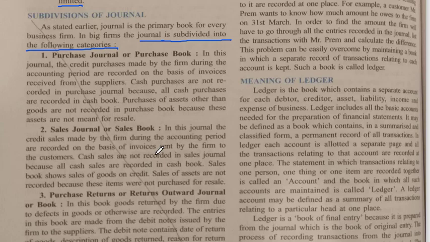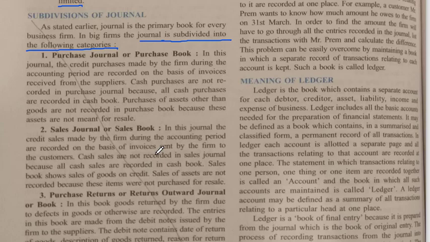Purchases of assets other than goods are not recorded in the purchase book because these assets are not meant for resale. So in the purchase book we are recording all the purchases of goods. If we are purchasing any other thing apart from goods, then we are not recording them in the purchase book. In the same way, we have the sales journal or the sales book.